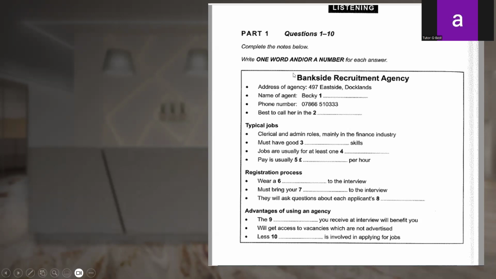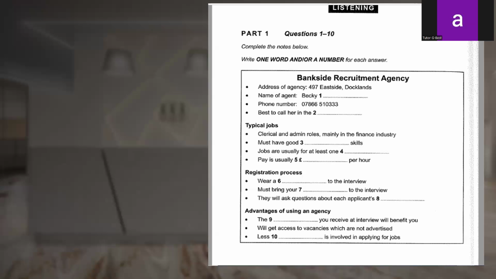You can message me for how to get hold of this official Cambridge series. Now, this is what the official question looks like. And I'll be showing you some tips and strategies on how to answer the question. So let's start with question number 1 here. Question number one is requesting the name of the agent. So let's assume you heard Becky Simons from the tape.